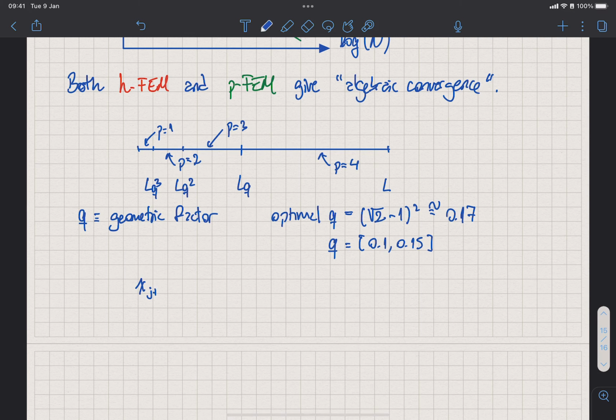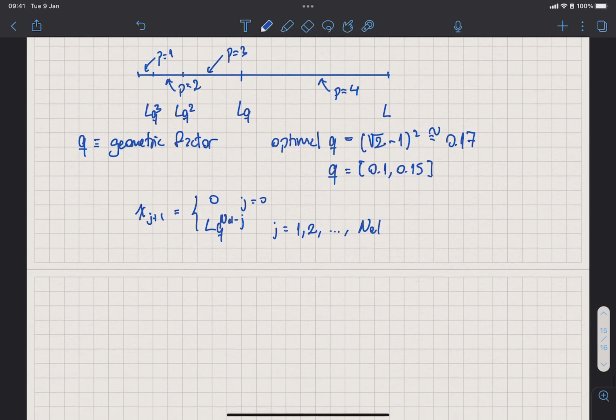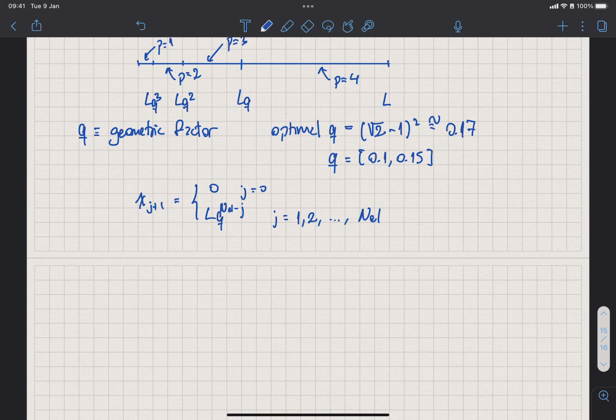So x_{j+1} is going to be equal to 0 if j is equal to 0, or L q^(number of elements minus j), and then j equals 1, 2, etc., up to the number of elements, which is just repeating what I say here. So what are the locations of the nodes? And so with this hp extension, combining h and p versions of FEM, we actually recover the exponential convergence rate. So let me write this down here.